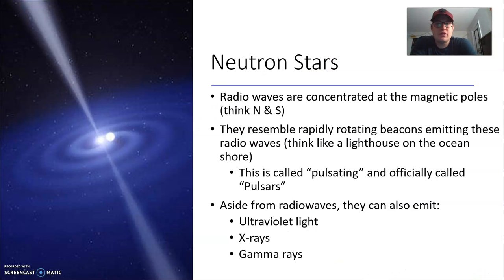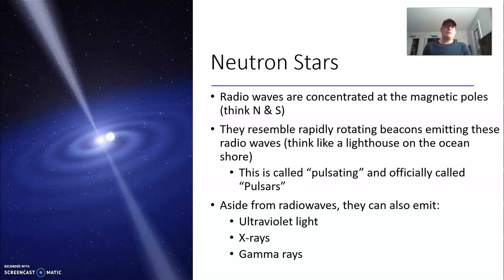Now, neutron stars: radio waves are concentrated at the magnetic poles. When I say magnetic poles, I'm talking about the North Pole and the South Pole, much like how our Earth has poles. They resemble rapidly rotating beacons emitting these radio waves. Now, they're going to do something called pulsate, hence why they're officially called pulsars.